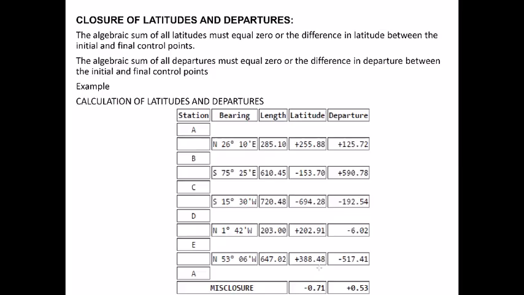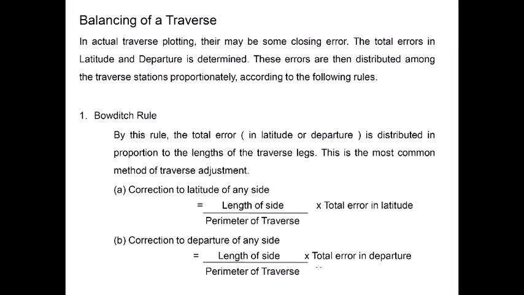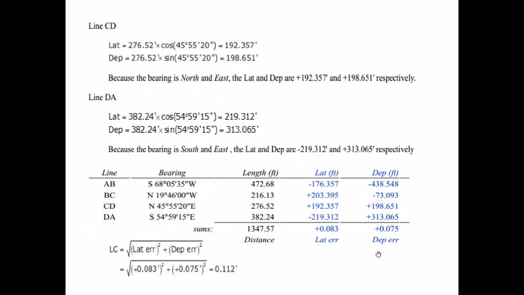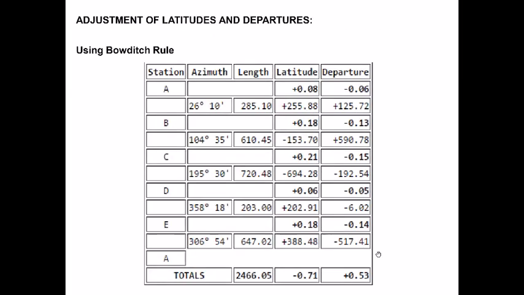Similarly, for departure, the equation becomes length of the side divided by the perimeter of the traverse multiplied by the total error in departure. So for every line, the length would be different, the perimeter of the traverse would be the same, and the total error in departure would also be the same. Once we do that, we have positive corrections in latitude for every side and negative corrections for departure in every side.